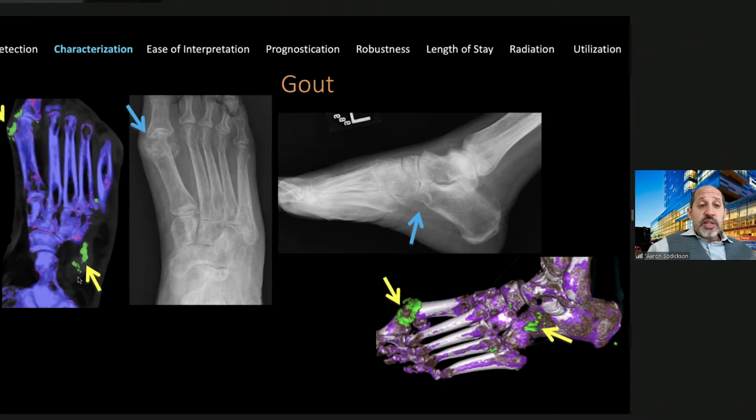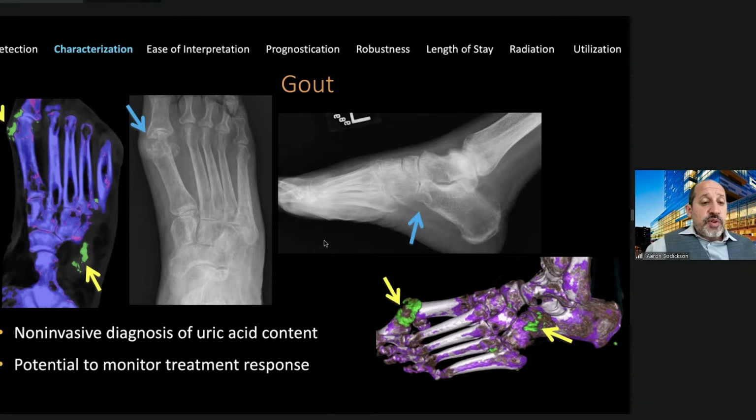We can also see additional areas of uric acid deposition in the tendons of the foot that are not visible by X-ray. And this has proven to be a really nice way to do non-invasive diagnosis of uric acid content, with the potential to monitor treatment response from gout after medication. And we've built a very robust gout program at our hospital that the rheumatologists love because they no longer have to stick needles into these painful joints.